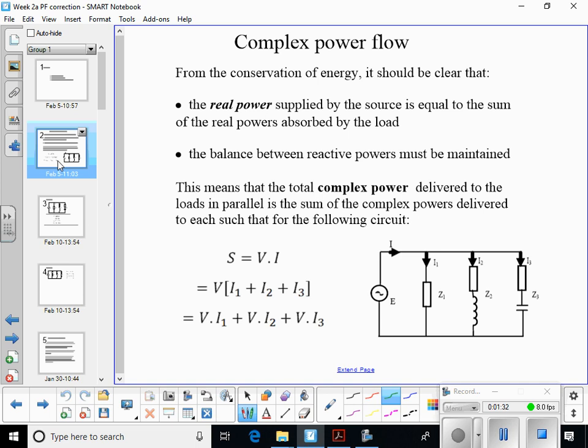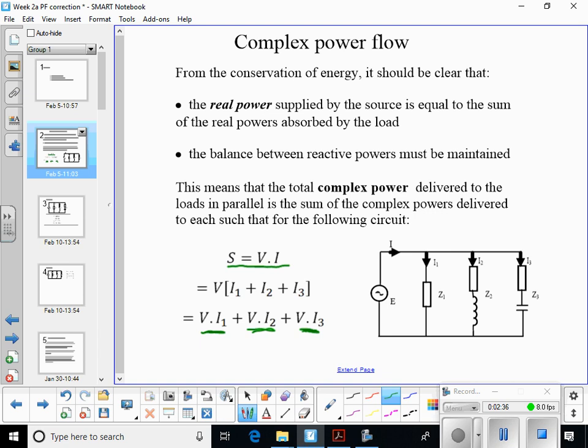This means that the total complex power delivered to the loads in parallel is the sum of the complex powers delivered to each. For the following circuit, we calculate S by multiplying V by I, and the overall current is these 3 currents added together, so we can rewrite that as V times the bracket of the sum of all the currents. If we multiply them out, it shows that overall S is equal to the S due to I1 and Z1, the S due to I2, Z2, and the S due to the third load. So we can get to the overall apparent power by adding all the apparent powers together.